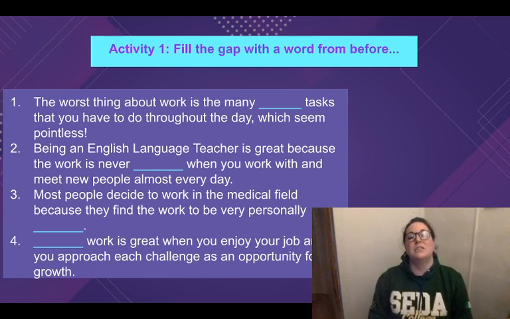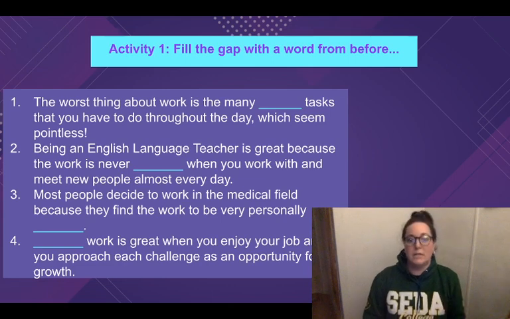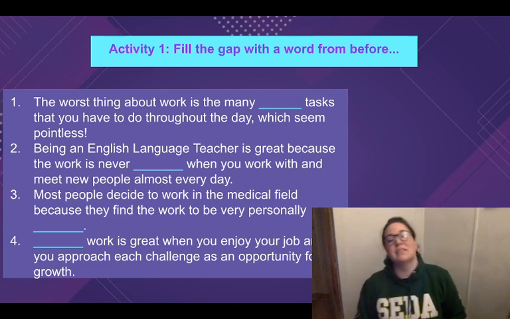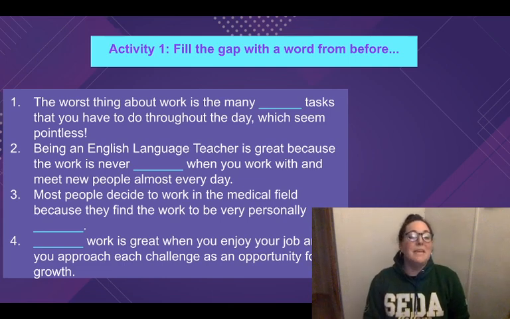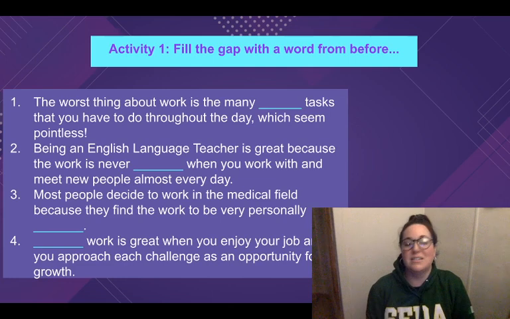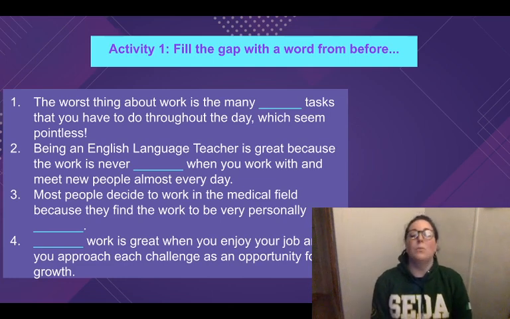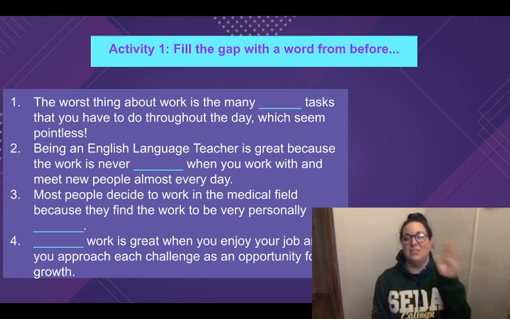Okay, so number 1. The worst thing about work is the many tasks that you have to do throughout the day, which seem pointless. Think Harry Potter. Number 2. Being an English language teacher is great because the work is never when you work with and meet new people almost every day. That went a little Australian.